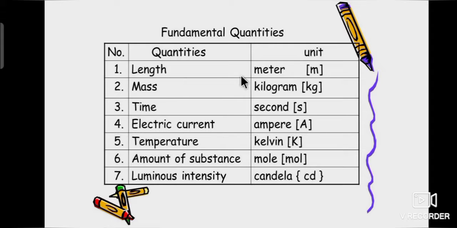Unit of length is meter. Unit of mass is kilogram. Unit of time is second. Unit of electric current is ampere. Unit of temperature is Kelvin. Unit of amount of substance is mole. Unit of luminous intensity is candela.